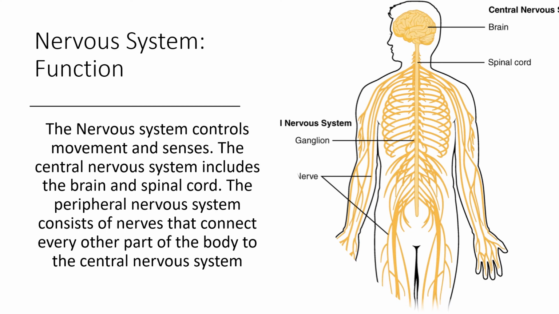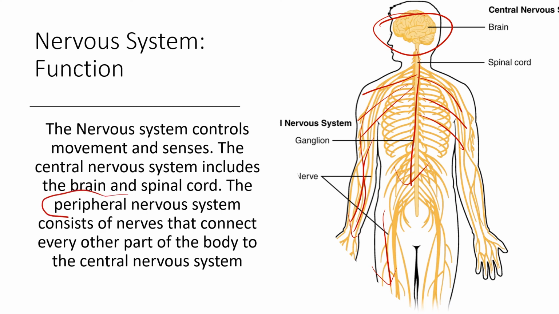So you have your central nervous system, which is this picture here. It goes from your brain down your spinal cord, and then all of these nerves come out from here, down your arms, down your legs, and so forth. The peripheral nervous system connects every nerve in the body to the central nervous system. So that's its function. How the nervous system works.